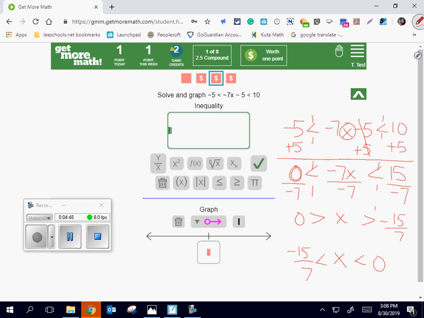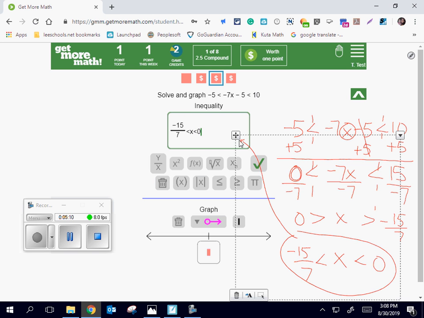So this is the answer that goes in here. Let me type that in really quick. We've got a fraction, negative 15 over 7, which is less than x, which is less than 0. Let's check and see if I did it right.